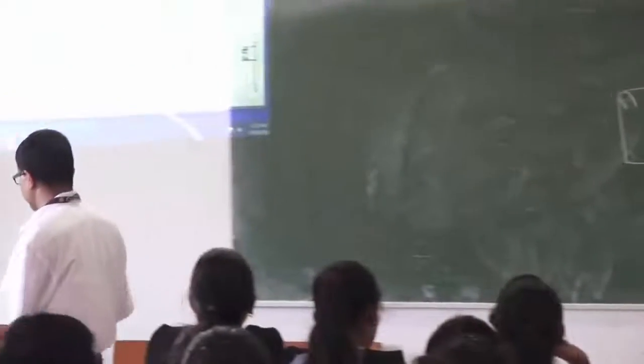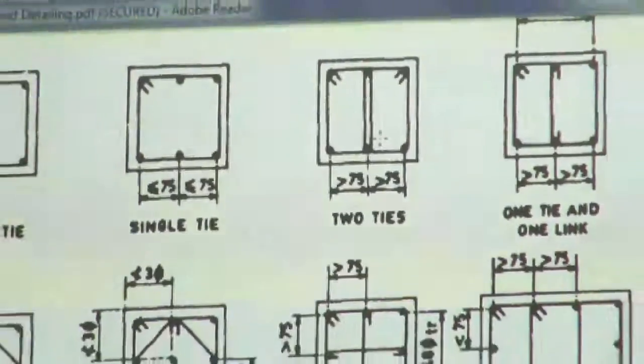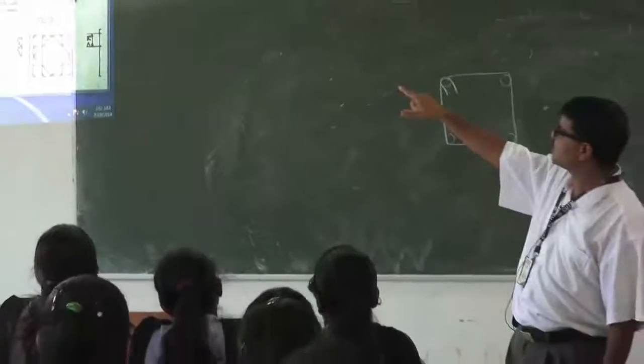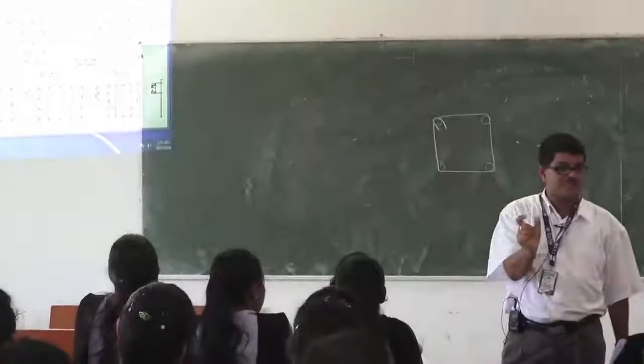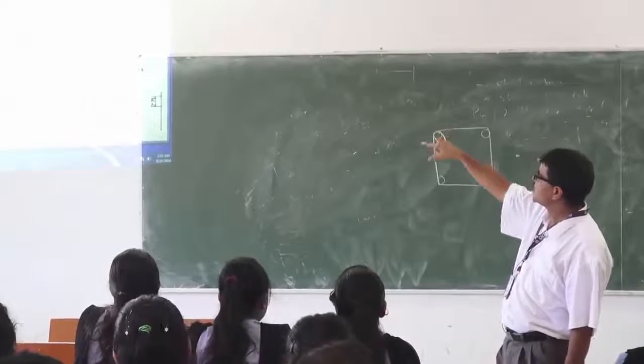Here you can see a single tie. There are only 4 rods, 1, 2, 3, 4. Now here 1, 2, 3, 4, 5, 6. This distance is less than 75. If the distance is more than 75, then you have to provide another tie here. So if it is more than 75, the distance between 2 ties, or the distance between 2 main reinforcements. If the number of bars is more, you have to see the spacings. If the distance between 2 main reinforcements is more than 75, where a number of bars are provided, then you have to provide the extra ties.